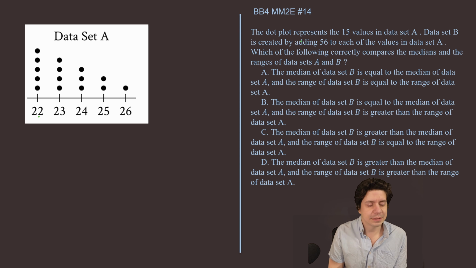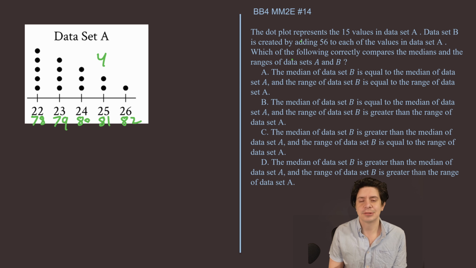Okay, so we're adding 56 to everything, so everything's going up by 56. This becomes 78, 79, 80, 81, and 82. Now, obviously, the median has gone up, but the range is still just 4. So we're looking for something that tells us the median has gone up and the range is still equal.